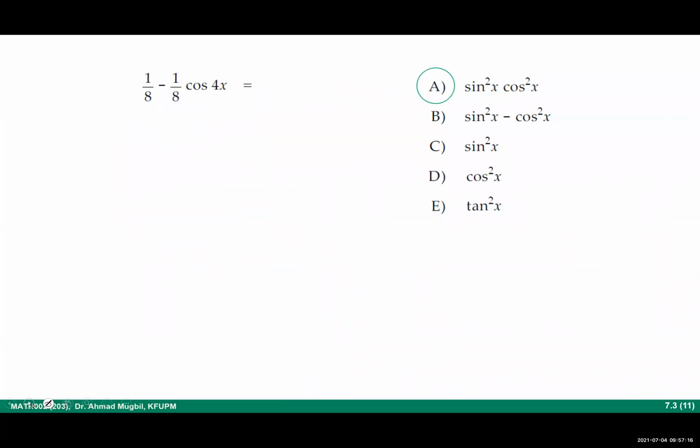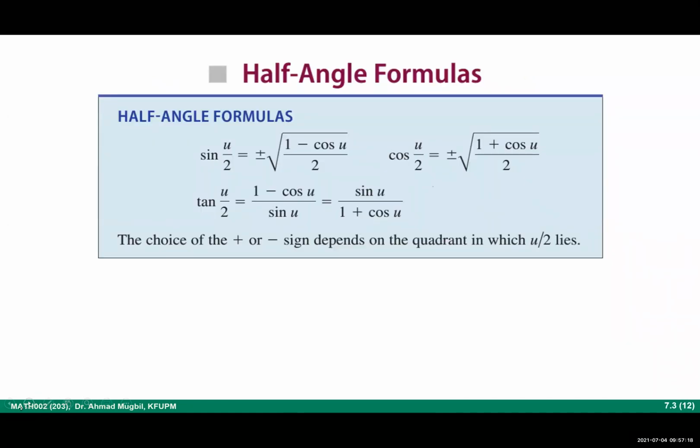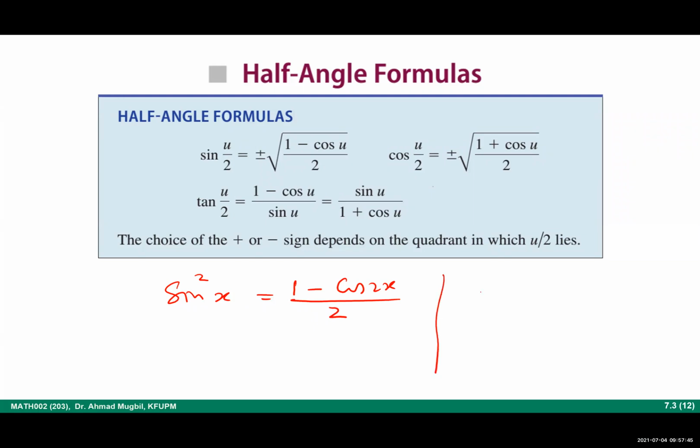Let's take now another application or another form of the double angle formula and the lowering power. Now, if you remember, what is sine squared x? The lowering power formula. It is 1 minus cosine 2x over 2. Is that right? The same, of course, for cosine. Cosine squared x is 1 plus cosine 2x over 2.